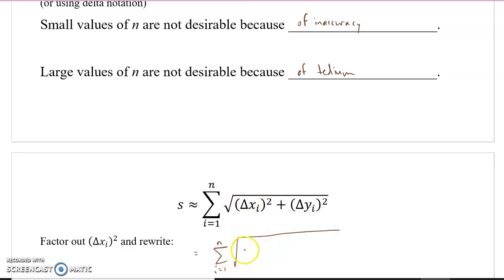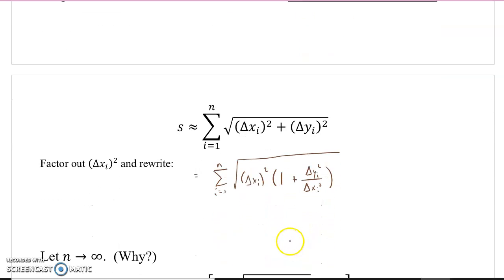This expression has a delta x sub i squared in the first term. If we factor it out, we're left with 1. We're dividing it out of the first term. There is no delta x sub i squared in the second term, but we can still divide it out by taking delta y sub i squared and dividing it by delta x sub i squared. Why would we do that? That gives us a fraction. That's ugly. Well, we'll see why in a moment.